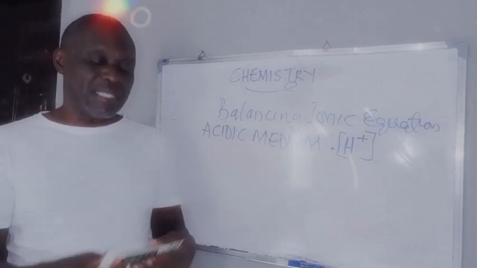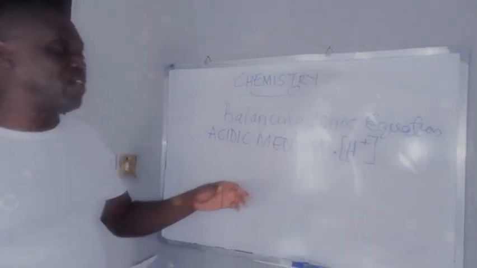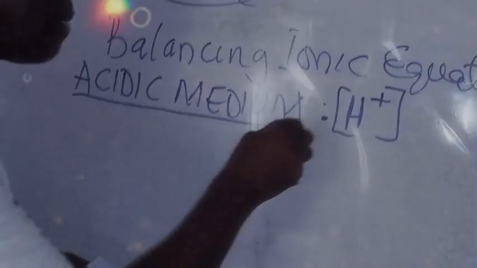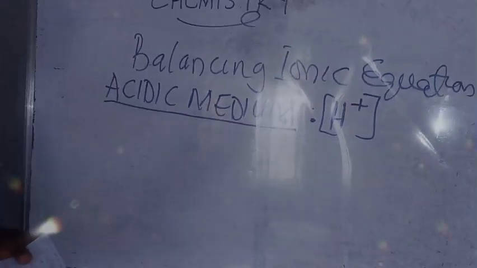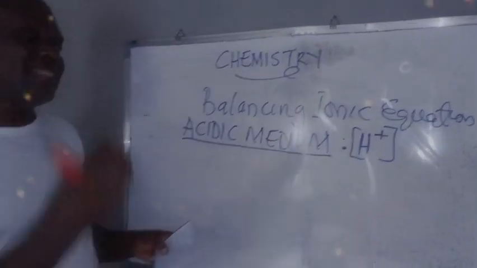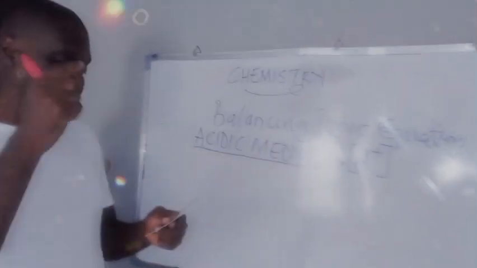So now we're going to look at an example of short cases of an ionic equation that needs to be balanced. In this case, we are emphasizing acidic medium. What are the attributes, what are the features that are associated with balancing an ionic equation in an acidic medium? You will see that in this first example.